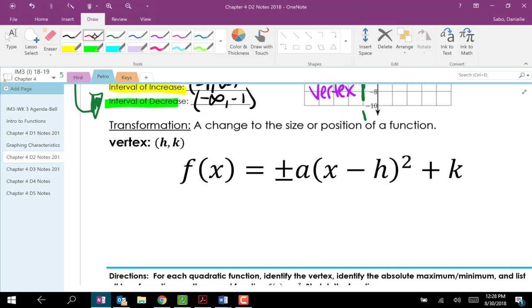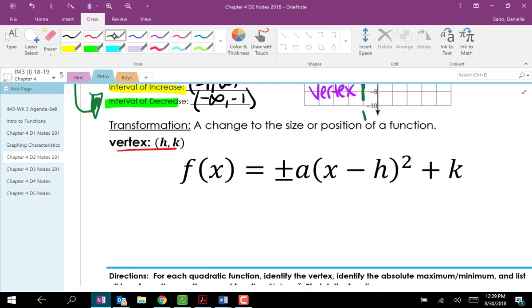This is called vertex form, where you can find the vertex just by looking at your graph or at your function. Yesterday I told you guys when I was making the key that I was doing all this in my head. There's a reason. I knew that this was vertex form, and I can find my vertex just by looking at it. H and K is my vertex, which is really your x and your y coordinate.